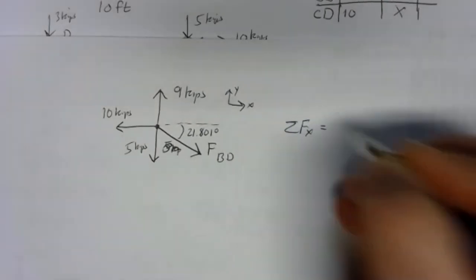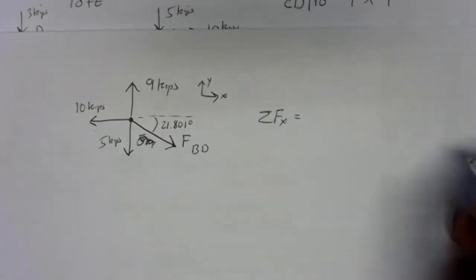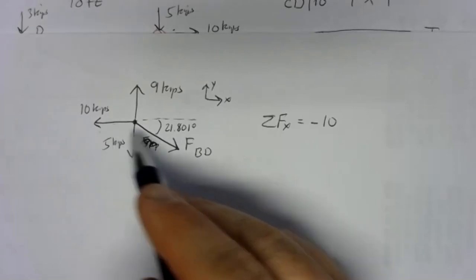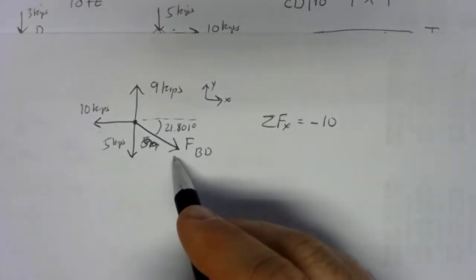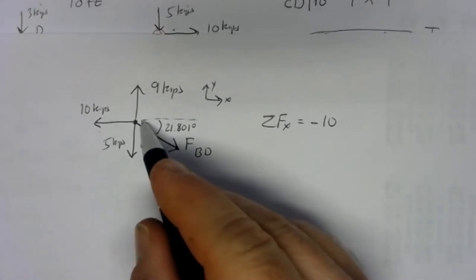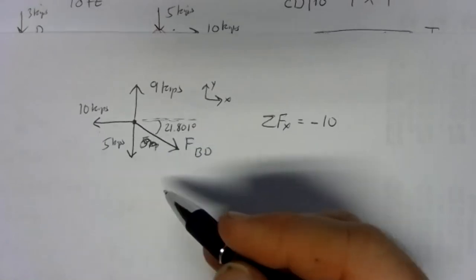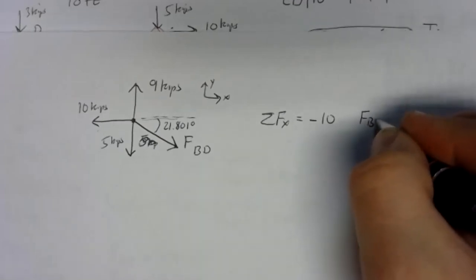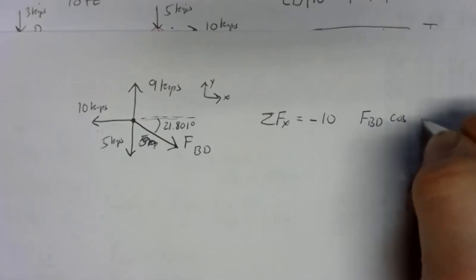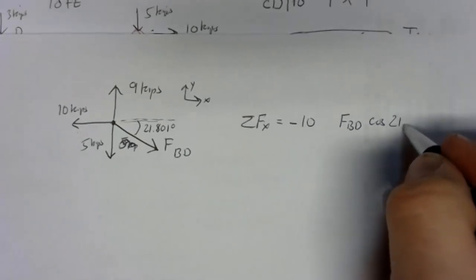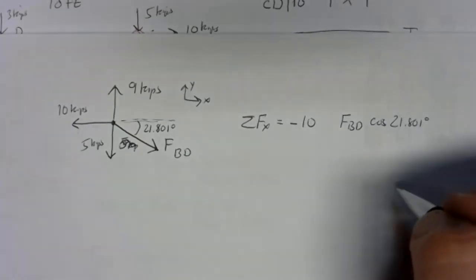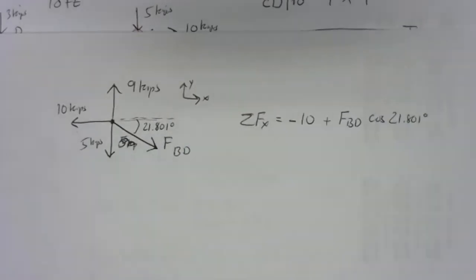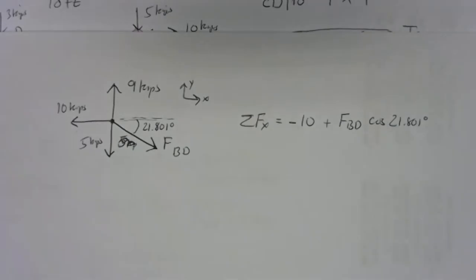So we take our sum of forces in the x direction. We've got a negative 10 kips to the left. And then I'm going to catch a piece of FBD. It's going to be the adjacent piece, the horizontal piece. And adjacent goes with cosine. So I have FBD cosine of 21.801 degrees. That's to the right, so it's positive. So there's my x direction equation.